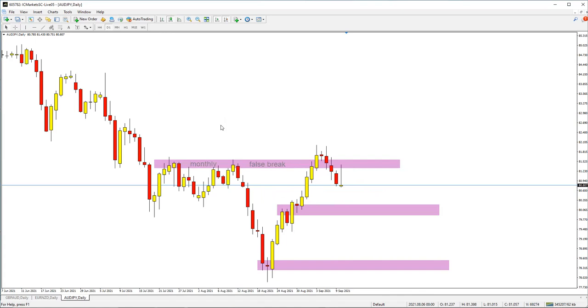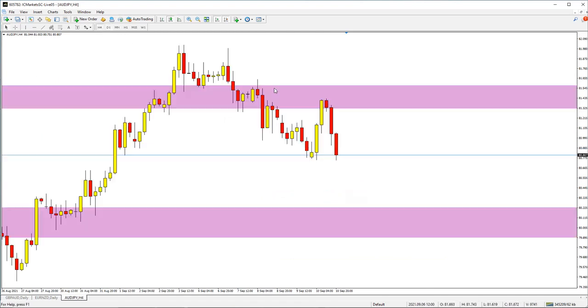So now, if you look from here, inside bar breakout, monthly false break, inside bar breakout, weak bar momentum. And now, change of structure has already happened. Change of structure already happened. So more into a downside.